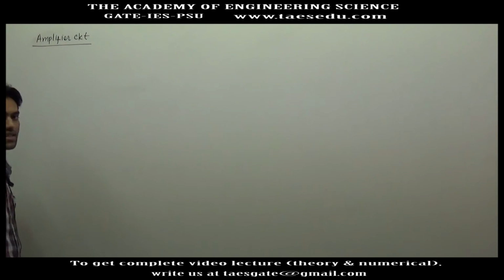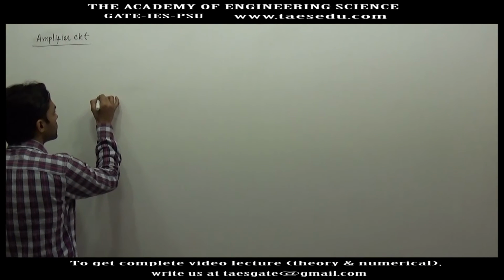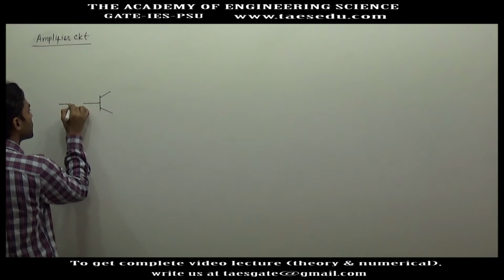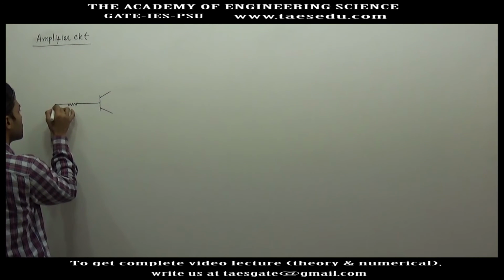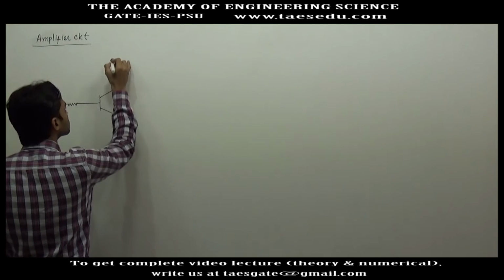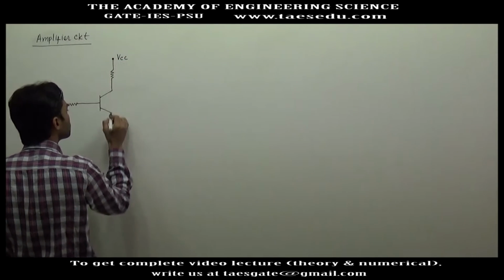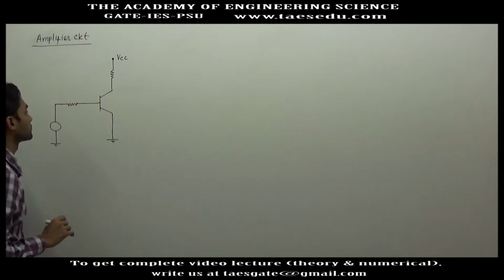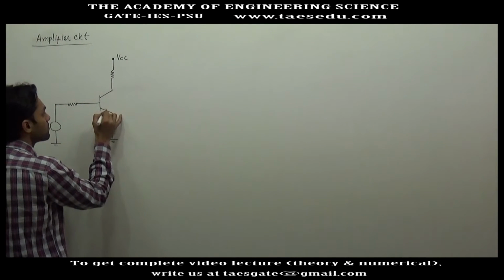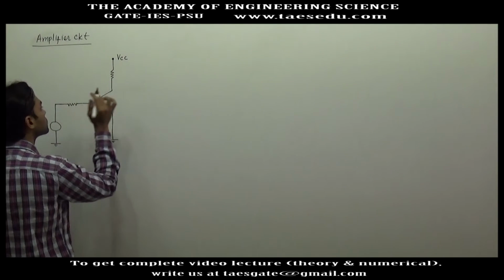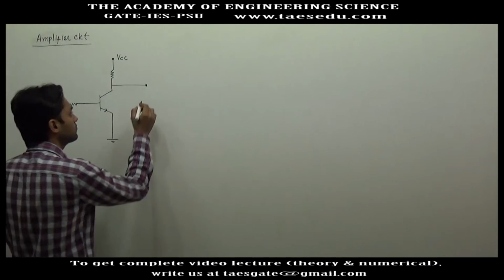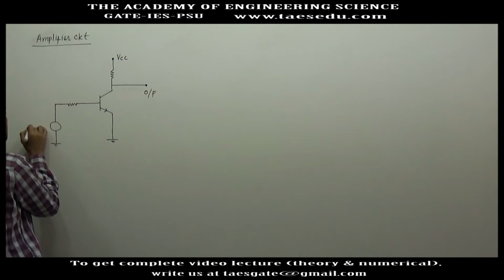when a DC signal is applied to a BJT. Now for a BJT, we'll give it an AC signal as an input. Here we will have VCC. Let's say there is no emitter resistance. This is an NPN transistor, and let's say at this point we are taking output. This is input.